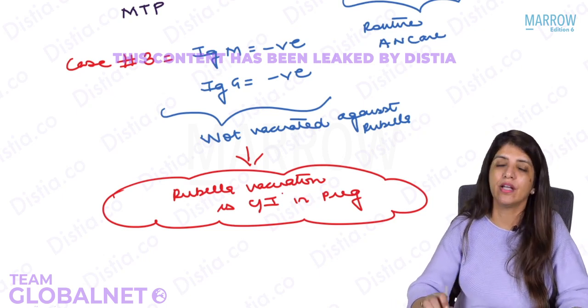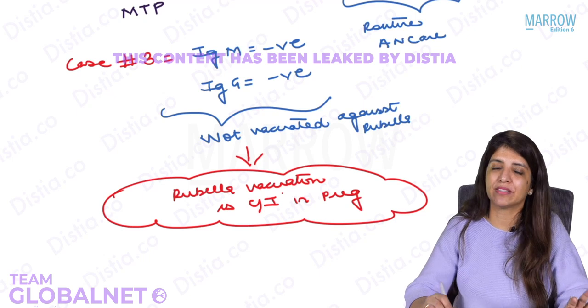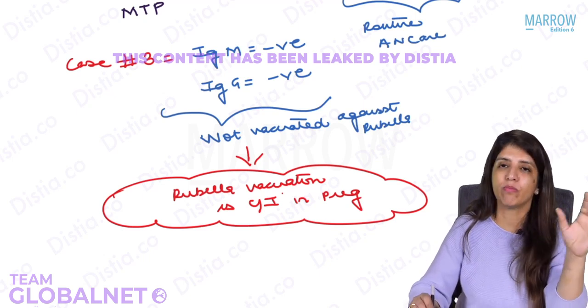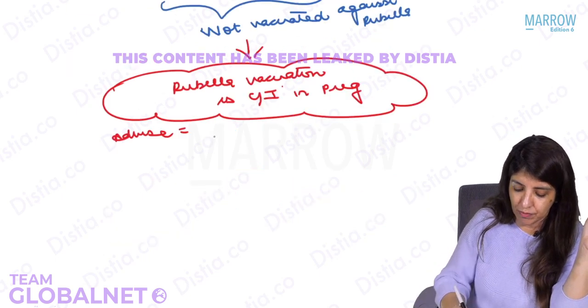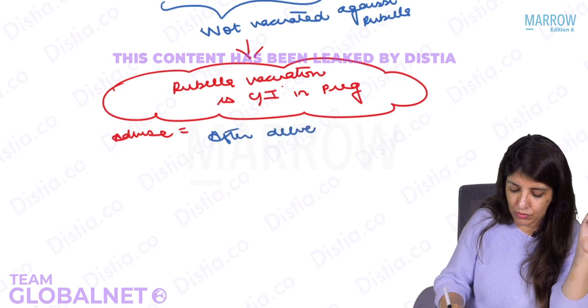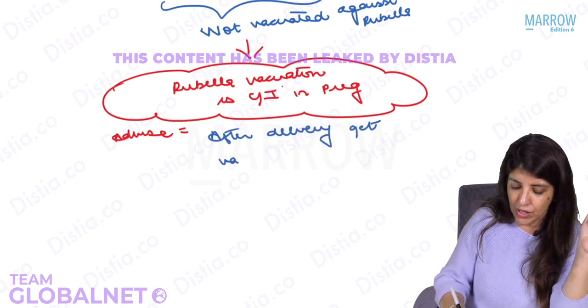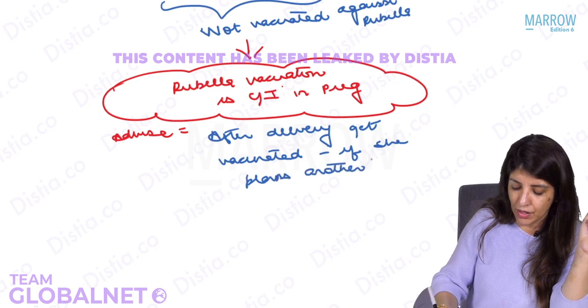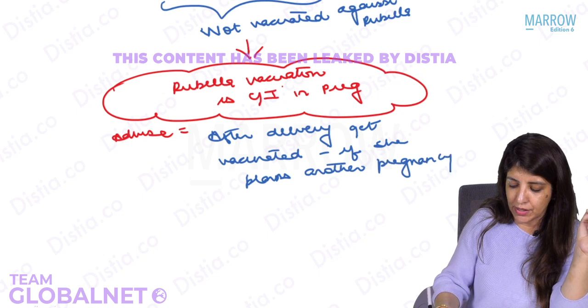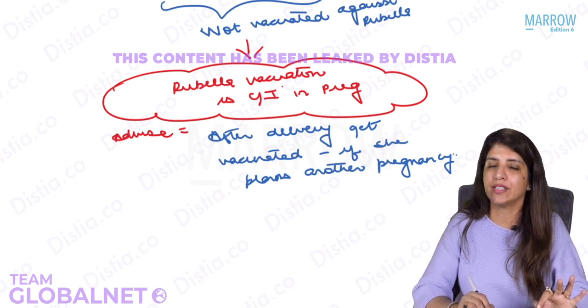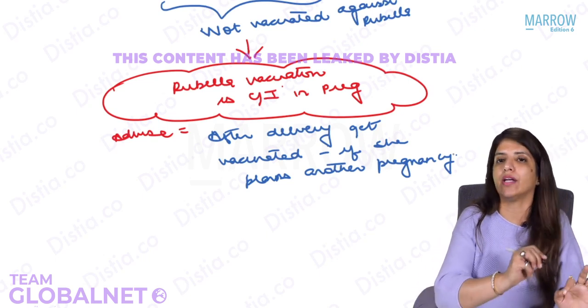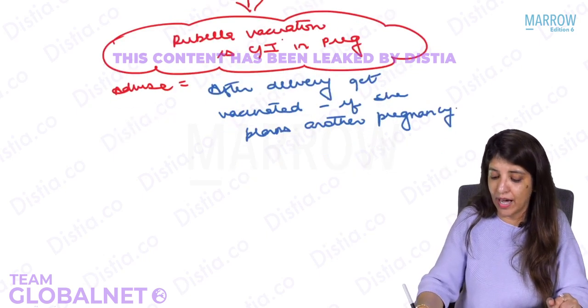I am going to advise her that after delivery, she should get vaccinated if she's planning a next pregnancy, right? So, my advice to her will be, after delivery, get vaccinated if she plans another pregnancy. If she is planning another pregnancy after delivery, she should get vaccinated. Do not say that I'm going to vaccinate her in this pregnancy. Rubella vaccination is contraindicated during pregnancy because it's a live vaccine.